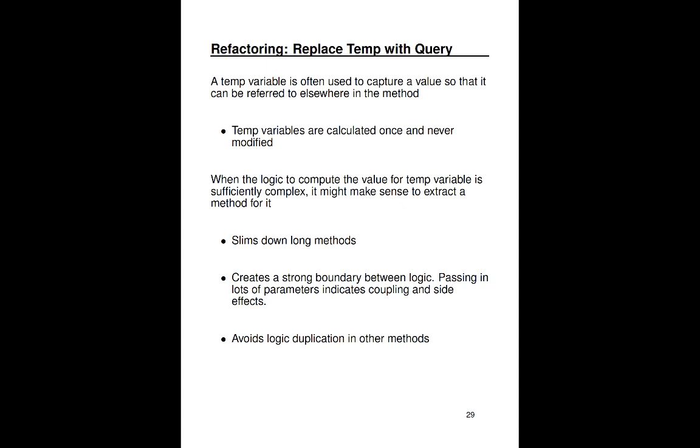When it takes a lot of heavy lifting to compute the value for one of these temp variables, it might make sense to take that logic and move it into a method of its own. This has the benefit of taking a long method and making it a little bit slimmer. It also creates a nice boundary between logic. There's the method that consumes the information, and then there's the method that produces the information. It also helps you understand the dependencies and the coupling among that particular piece of code. And if you have to have that same logic in another method, then you can reuse the extracted method in that other place.